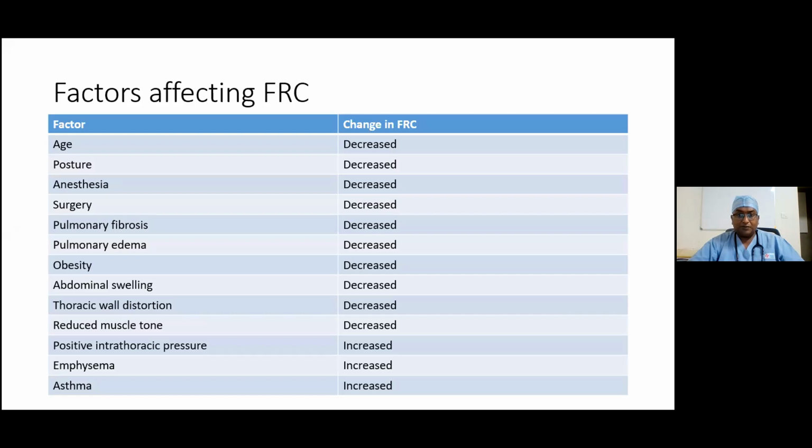Now, the factors affecting FRC: age, posture, anesthesia, surgery, pulmonary fibrosis, pulmonary edema, obesity, abdominal swelling, thoracic wall distortion, reduced muscle tone, all decrease FRC. In conditions where lung volume increases, like positive intrathoracic pressure, emphysema, bronchial asthma, you can have increased FRC.